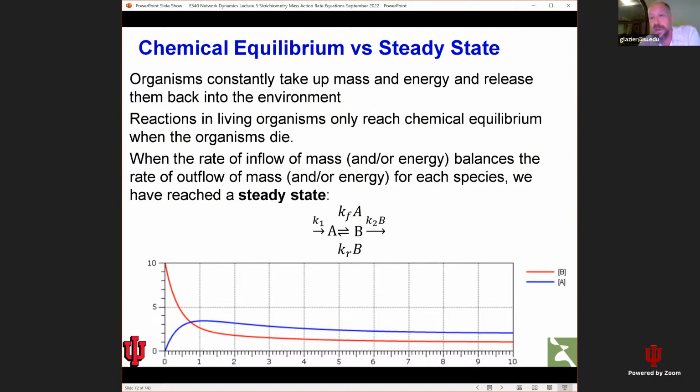Here I have a steady source of A. A is being converted into B. B is converted back into A, but B decays. And you'll notice that this is asymmetrical because I have zeroth order kinetics on A, the production of A, and I have first order kinetics.